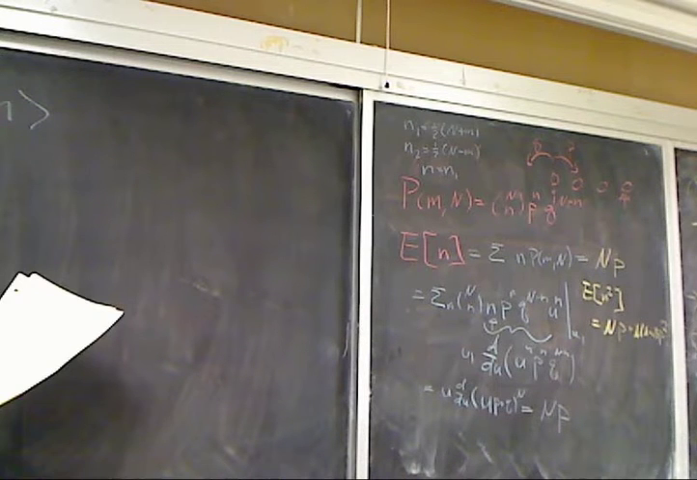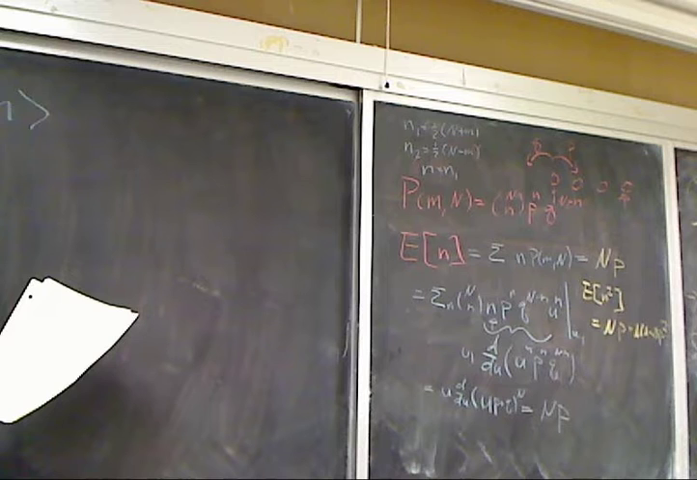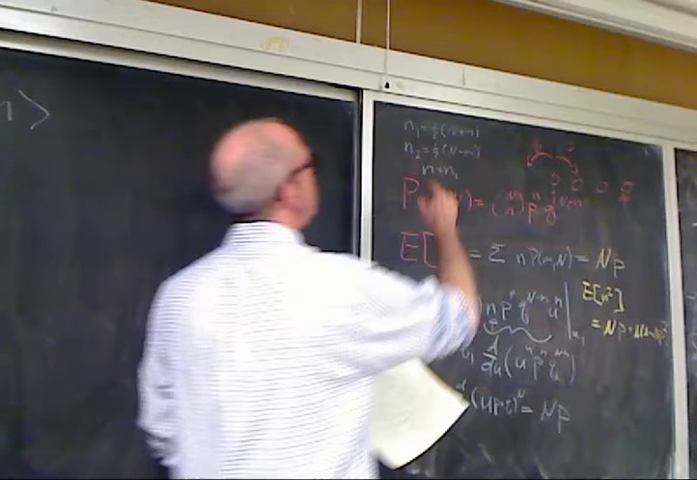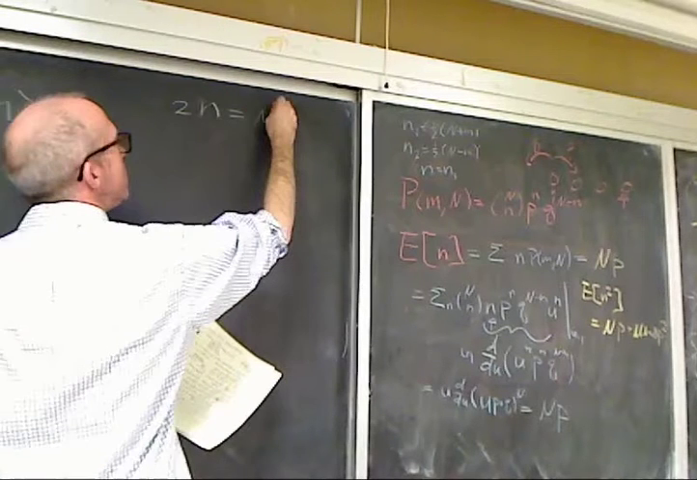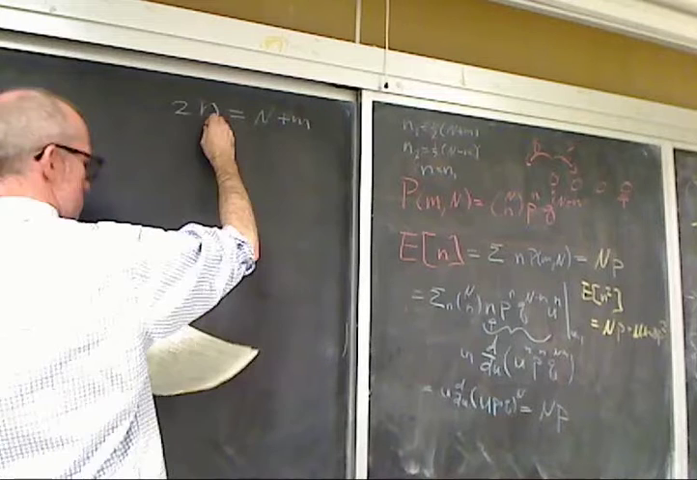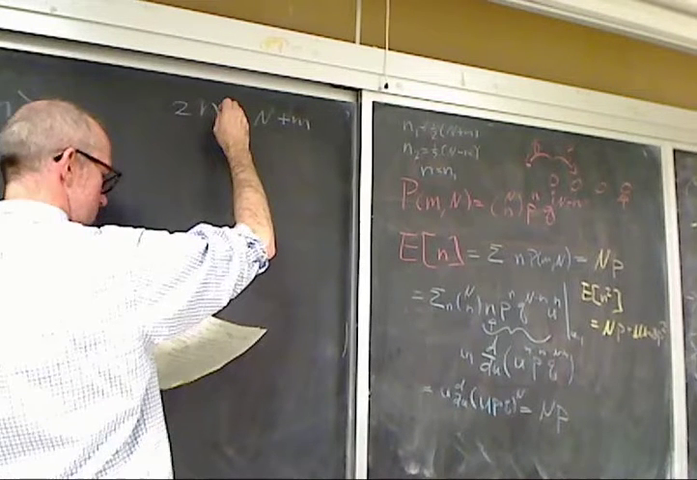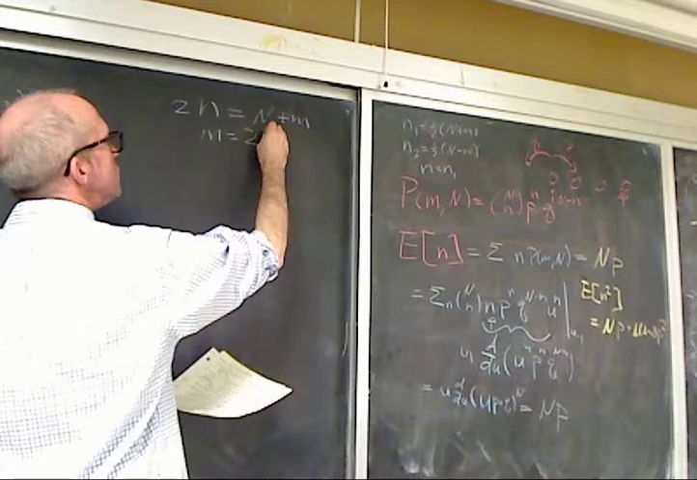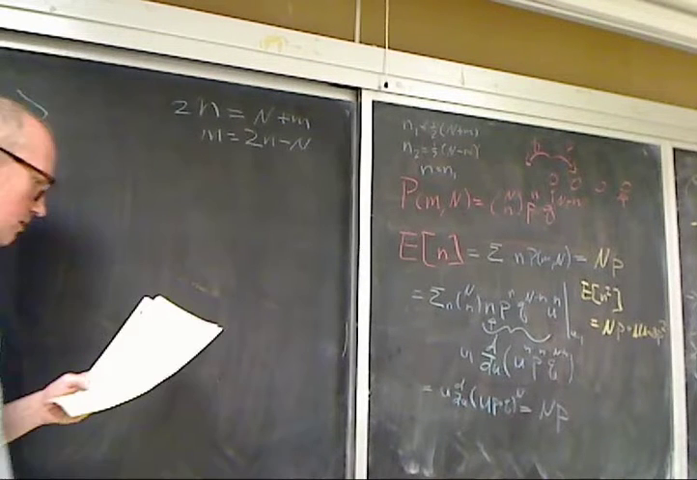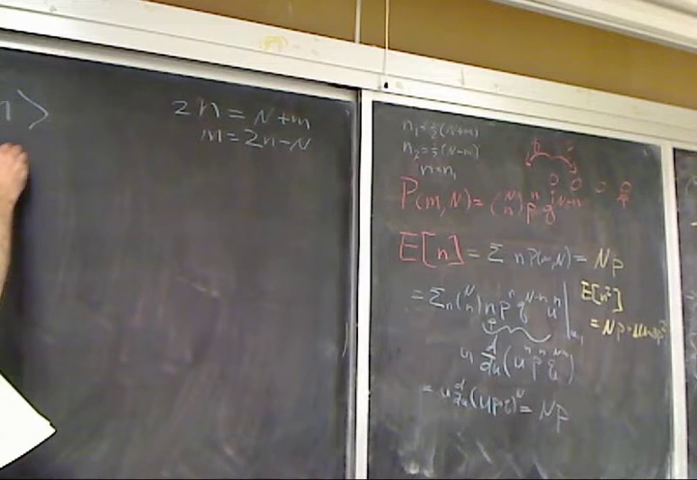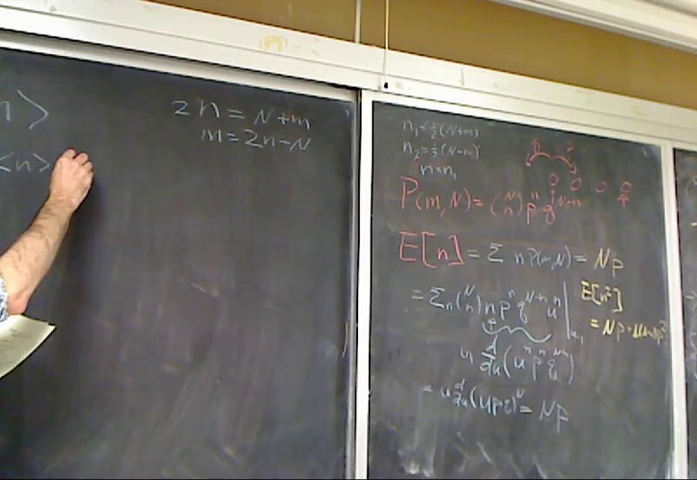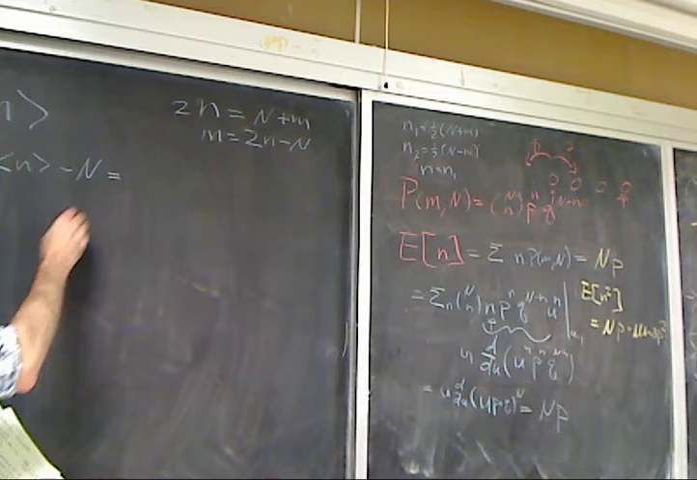This is just going to be, from up here, 2n equals big N plus m, or m equals 2 little n minus big N. So I just stick that in here, and I'm left with the average of m is equal to 2 times the average of n minus big N.